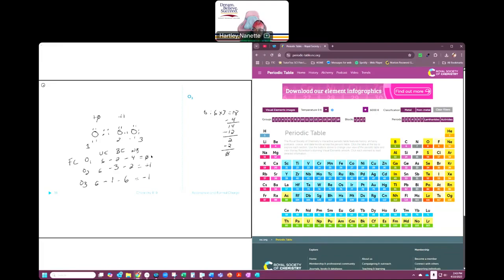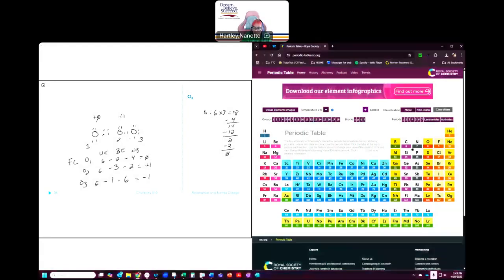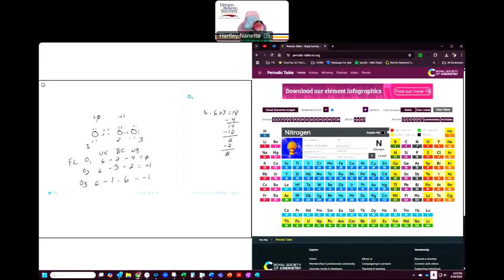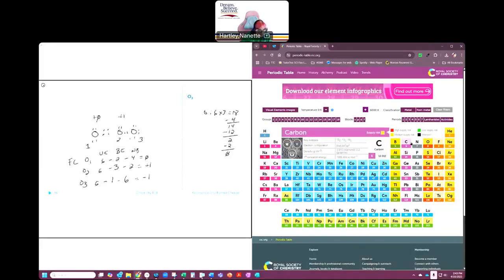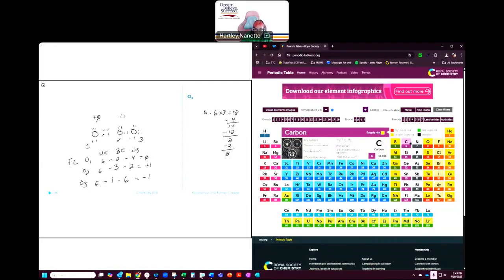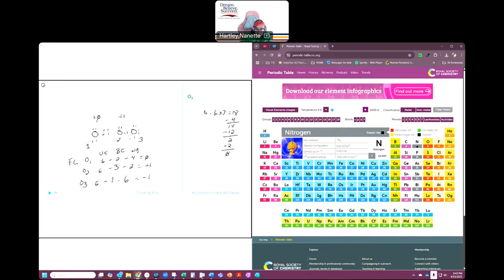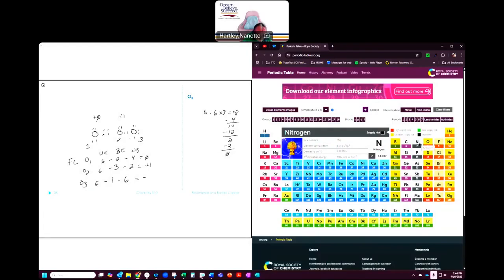Now looking at oxygen, where it is, it's in the second row. So it can only have a certain number of electrons around it. It cannot have more than 8. We cannot violate that octet rule because it doesn't have any empty d orbitals with which it can violate it. So we can't give it any more than that. So this is the best structure that we can come up with for this.